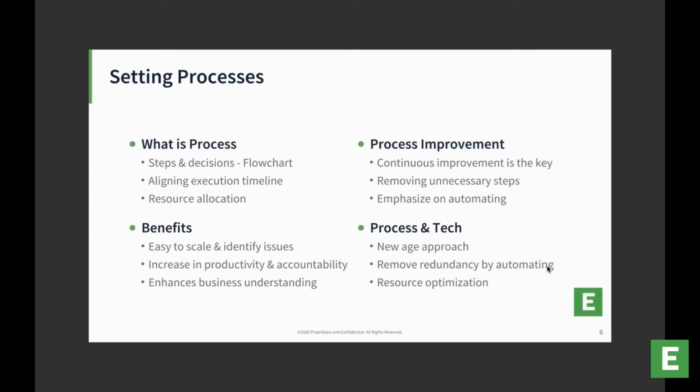The third and one of the most crucial components is resource allocation. You also need to identify who is going to do the steps that you have defined; a process is not complete until you know that. So for a process, these three components are very critical: steps and decisions, timeline, as well as resource allocation.